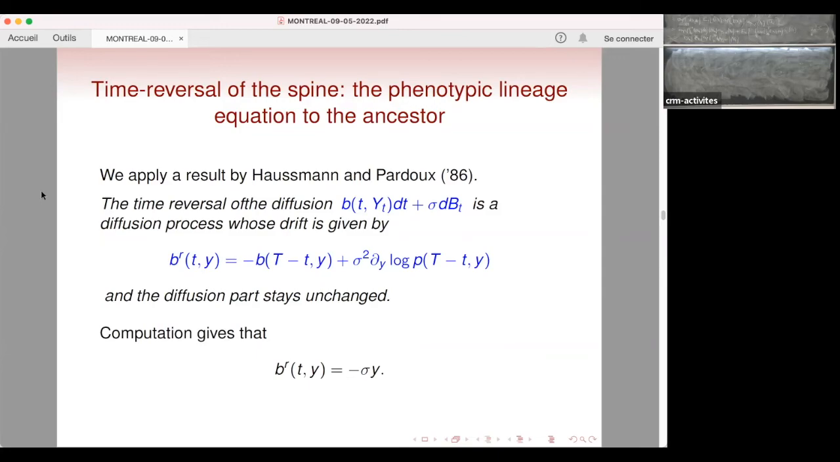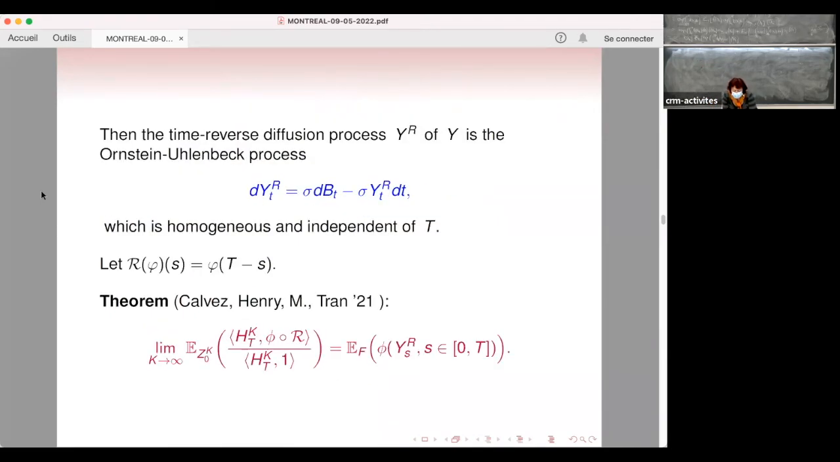You see that the drift term is exactly minus sigma times y. It does not depend on small t and not on capital T. So the time reversal of the diffusion Y, which was this inhomogeneous spinal process, has a very, very simple equation, which is this equation. It's a very simple Ornstein-Uhlenbeck process.